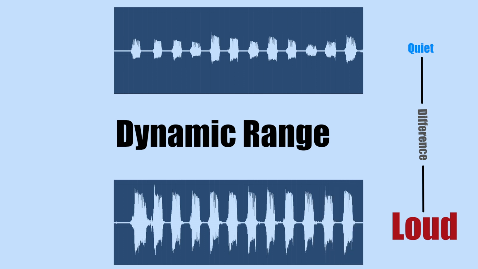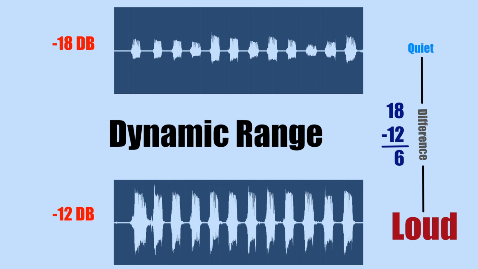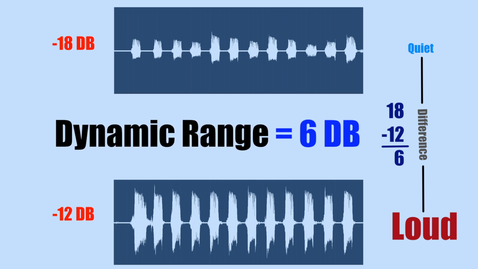Now, I'm sure you can see by looking at the two waveforms, and I'm sure you can also hear, that there's a great disparity between the volume of these two examples. The quiet example, which you can see in the upper waveform, came in at around minus 18 dB. The loud example, which you can see in the lower waveform, came in at around minus 12 dB. If we subtract 12 from 18, we get 6 dB, which is the difference in volume between these two examples, or our dynamic range. We have a dynamic range of 6 dB.